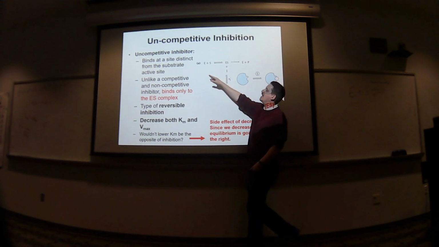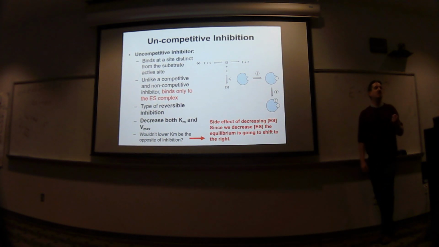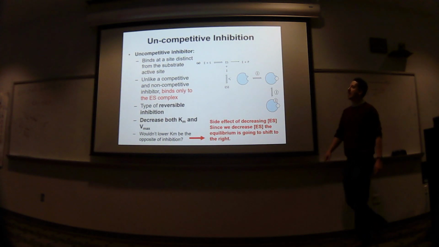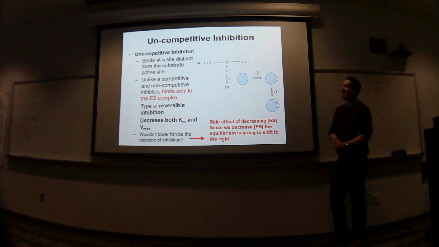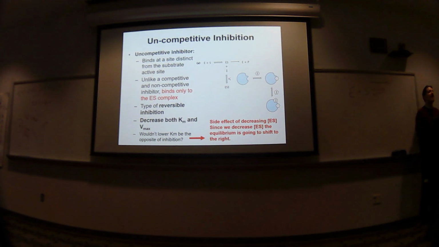So it binds at a site away from the substrate active site. It's not competing for the active site, so it's allosteric. It only binds to the ES complex, and yes, it is still reversible. It will eventually leave. It's just that the reaction can't proceed until it leaves. And it will decrease both the Km and the Vmax. And like I was saying, that's kind of weird.